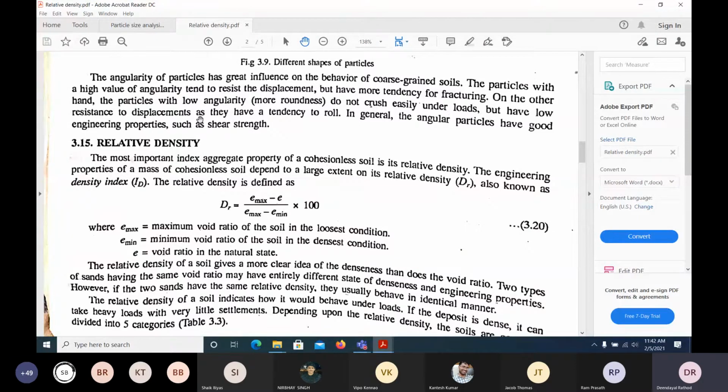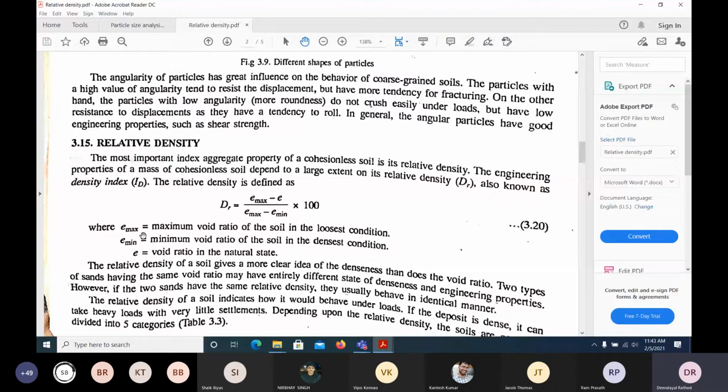So here the term relative density is defined as, look very carefully, it is represented with Dr, also known as density index, Id. It is defined as (e max minus e) divided by (e max minus e min), multiplied by 100, and we get the percentage of the relative density. This is the definition that is given.